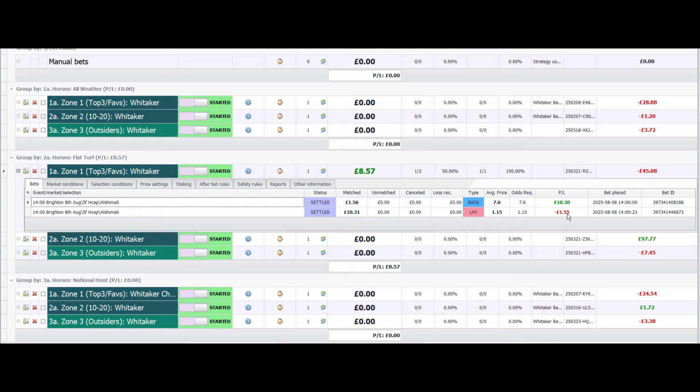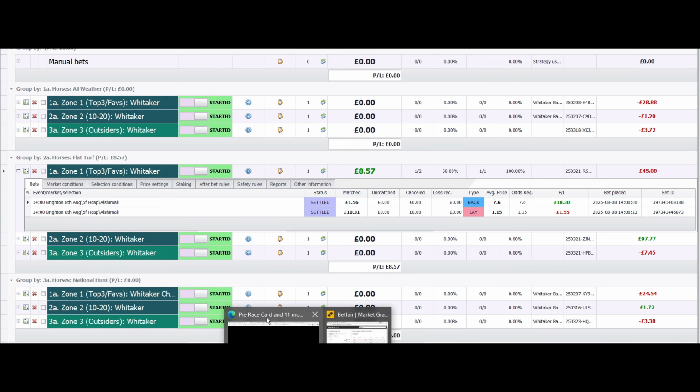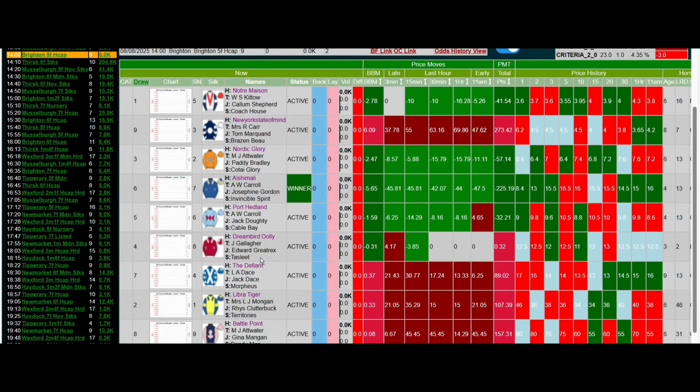It's laid off at 1.15. So this is the big question. Why do you lay off at 1.15? Well, it's hard to say over time whether or not you would make more profit from just doing win only.